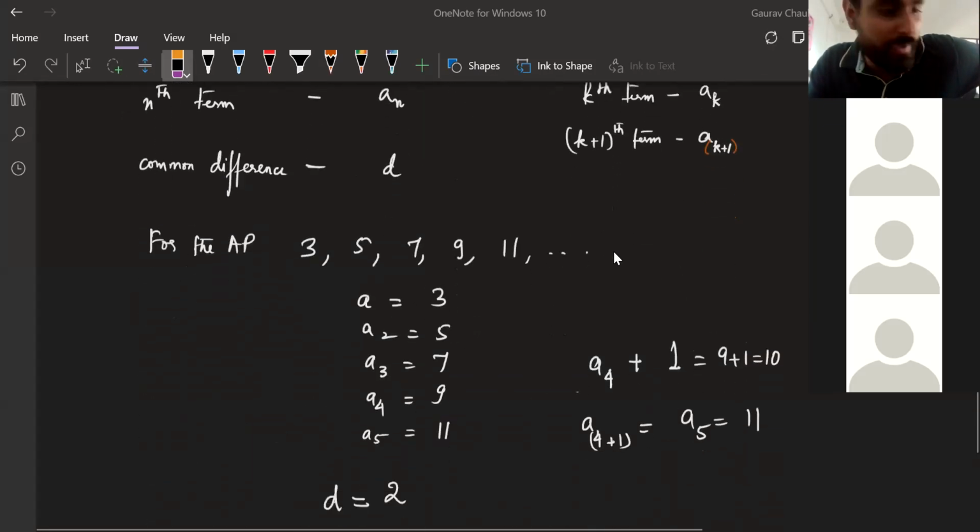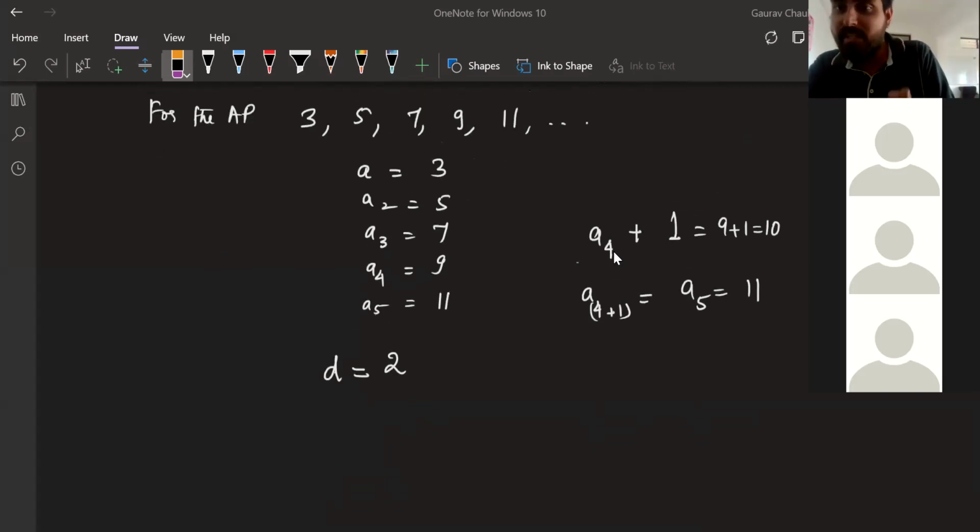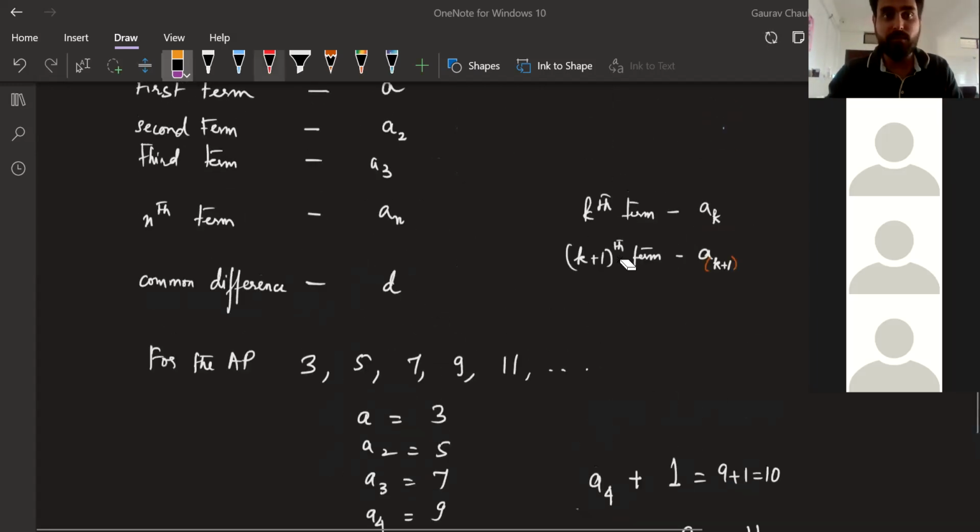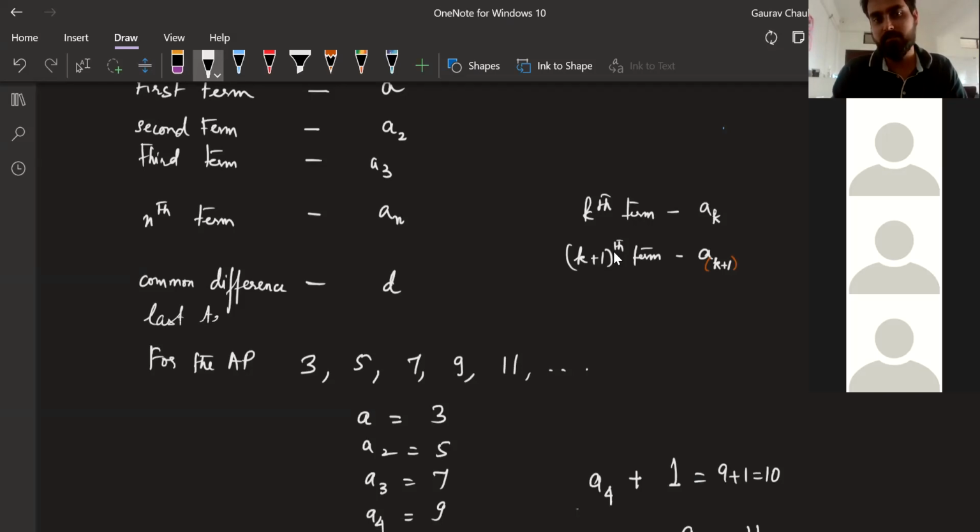So we're going ahead now. We have got the meaning of the words first term, second term, nth term. We've also got the meaning of the word common difference. And there's another word which I'd like you to write. It's called last term, L. This is also a common symbol. Now last term may or may not be there.